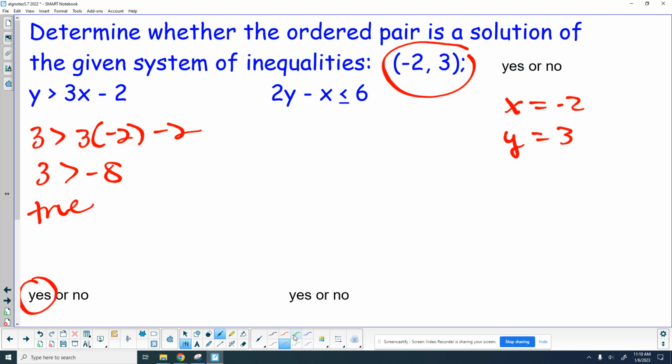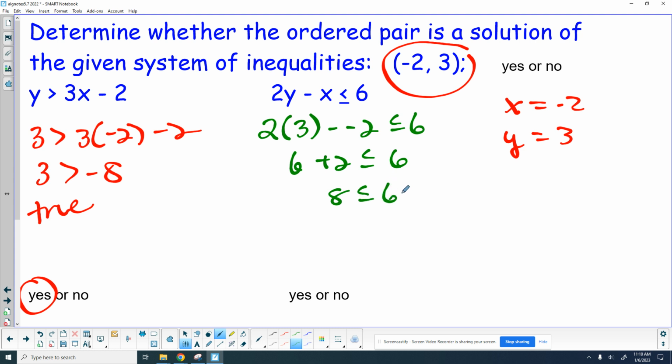So let's plug over here as well. So I'm putting in 3 for y and -2 for x. So this is 6 plus 2 is less than or equal to 6. So this one's false. 8 is not less than or equal to 6. So since one of them came out to be a no, that's not in the double shading. So that's how you do that.